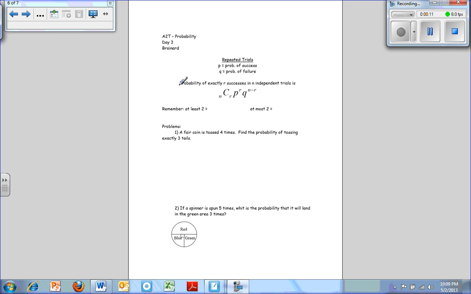Hi, welcome back. Today is day 3 of probability, and today we're talking about repeated trials. This topic happens to be one of my absolute favorites in probability.